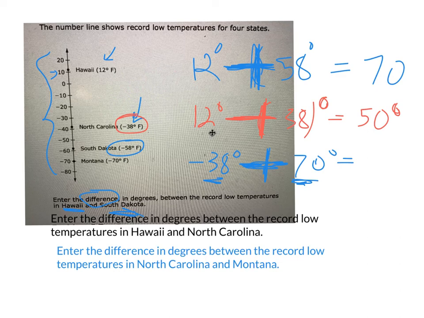Because the signs are different, you're going to subtract the numbers. 70 subtract 38 is 32 degrees. And it's going to be positive 32 degrees because the positive number 70 is larger than the negative number 38. And so the positive is going to win in this battle over positive and negative temperatures. The difference is 32 degrees.